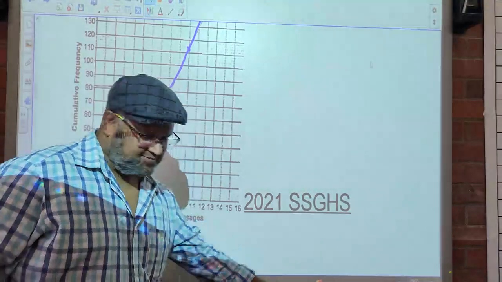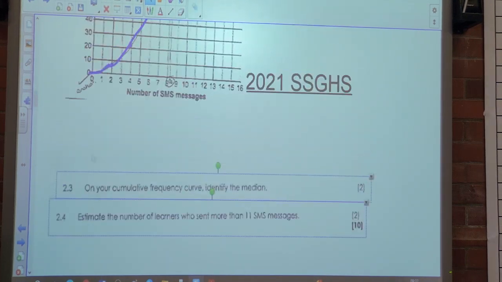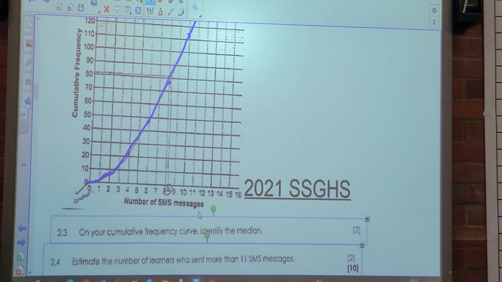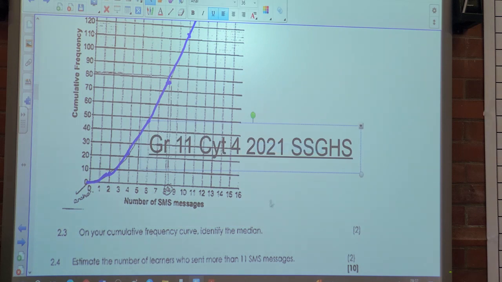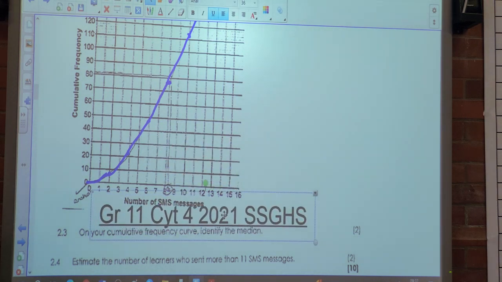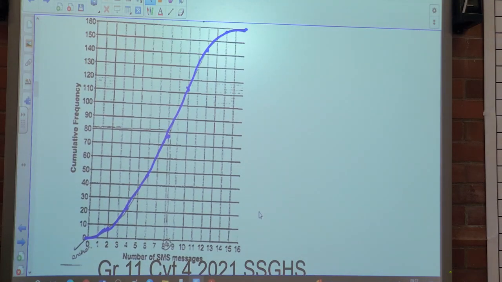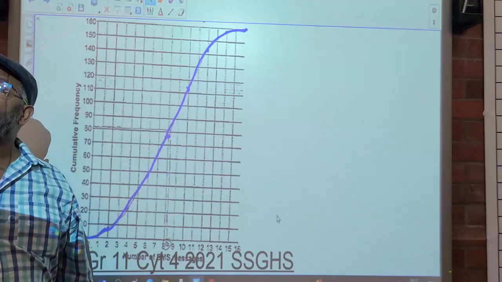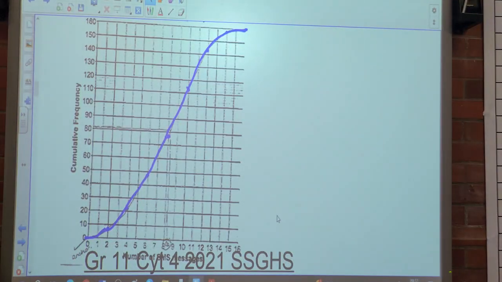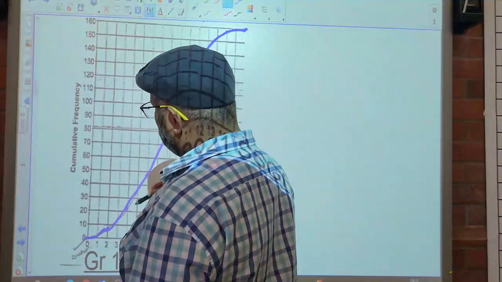And the next question says, use your cumulative frequency curve to identify the median. So what is the median, people? The median is the middle number of sorted data. So how many values are here? 160. So what's 160 divided by 2? 80. So you go to 80.